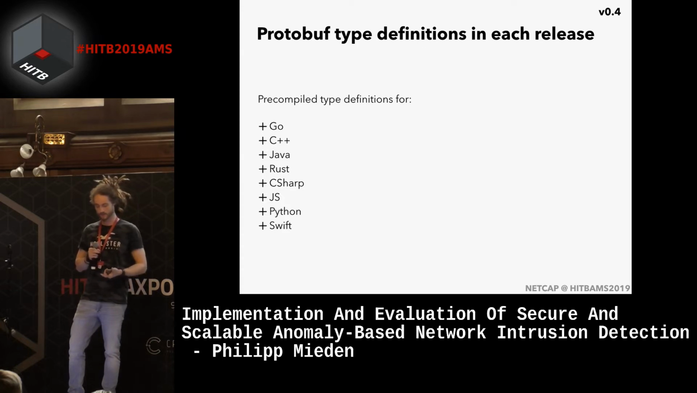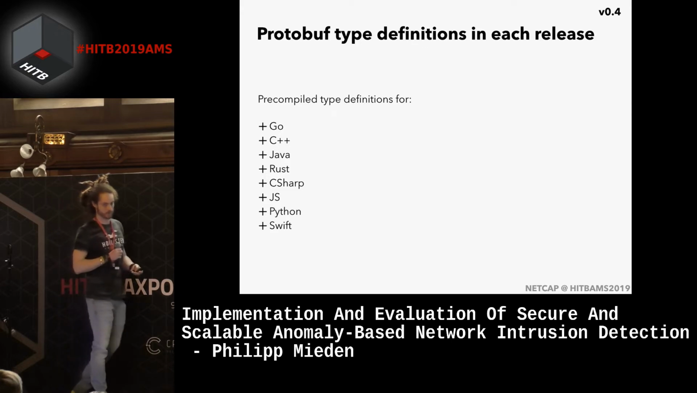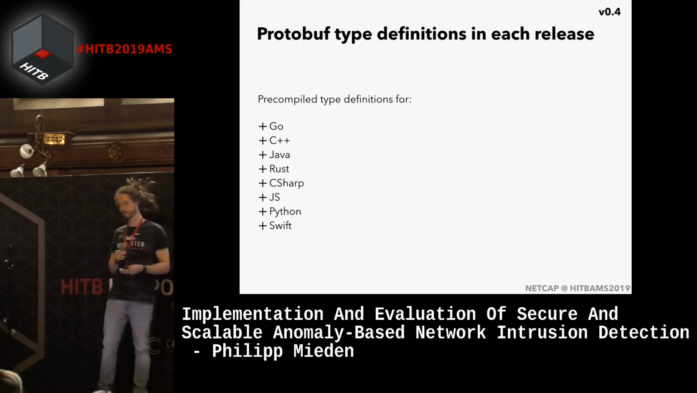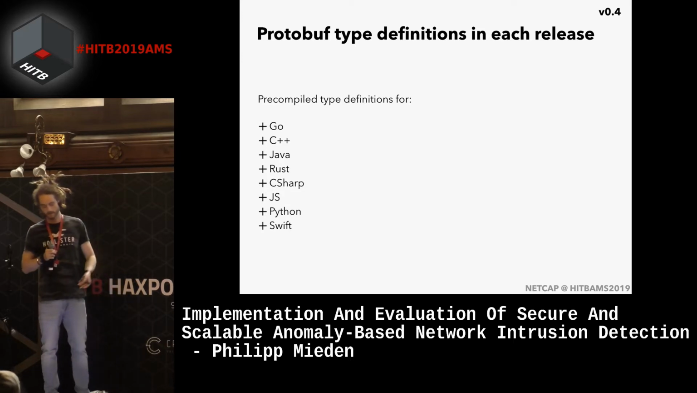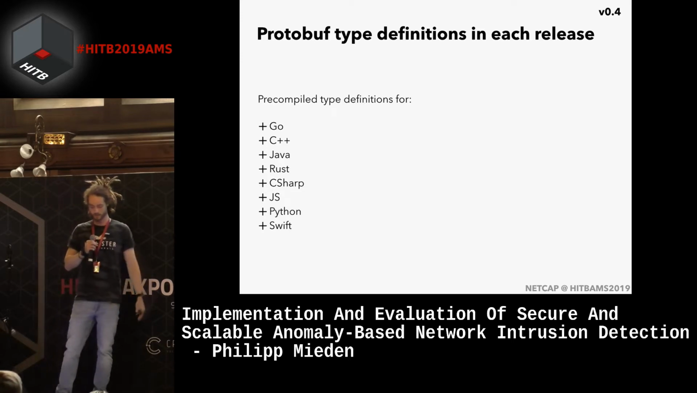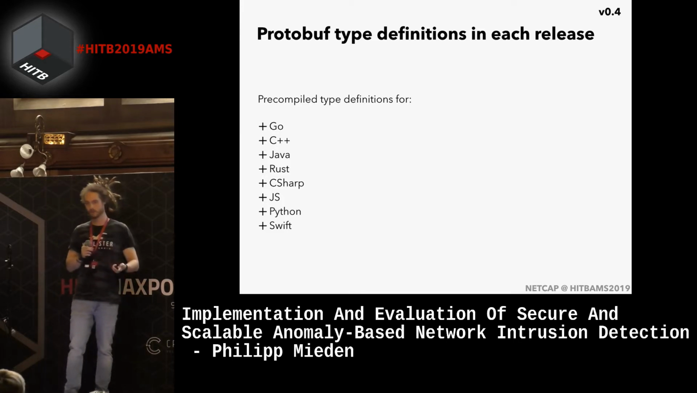Apart from that, I decided to pre-generate the type definitions for a few common languages and include them in each release. So you don't have to do this yourself. You can just download the latest release, and if you want to work with the data in Rust or Java or whatever, you can just use the pre-generated ones without having to set up the proto-compiler.